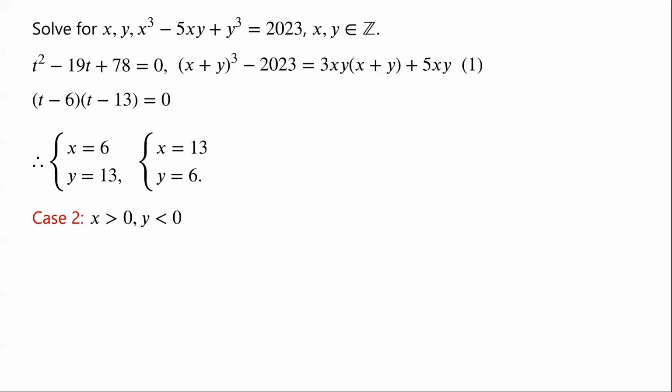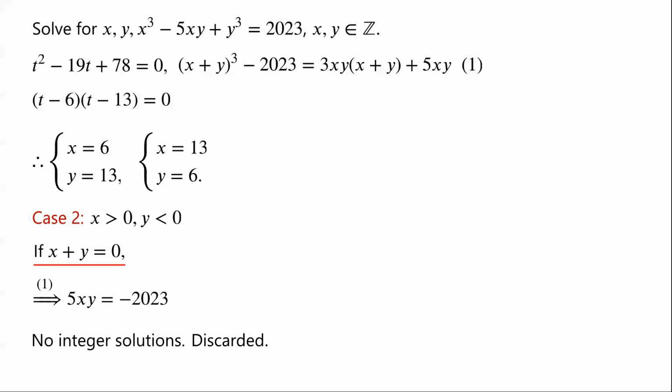Case 2, x is greater than 0, and y is less than 0. Note that, as x and y cannot both be negative, the remaining case is either x is greater than 0 and y is less than 0, or x is less than 0 and y is greater than 0. As the equality is symmetric about x and y, we only need to consider x greater than 0 and y less than 0. If x plus y equals 0, then from equation 1, we have 5xy equals negative 2023. Clearly, it has no integer solutions.